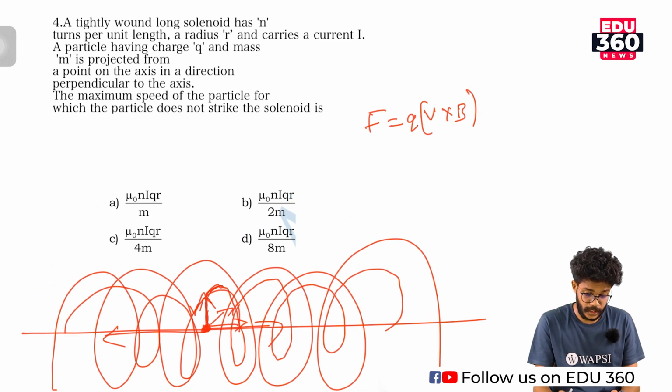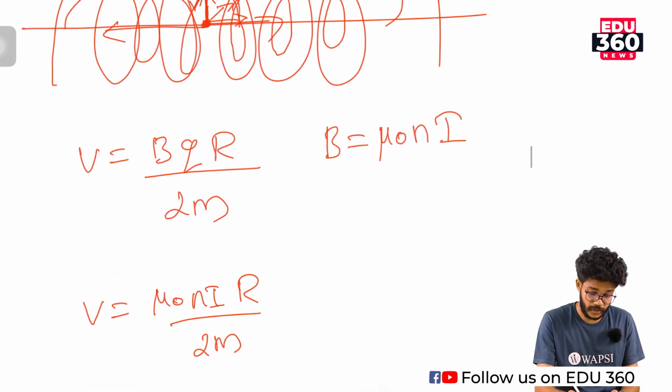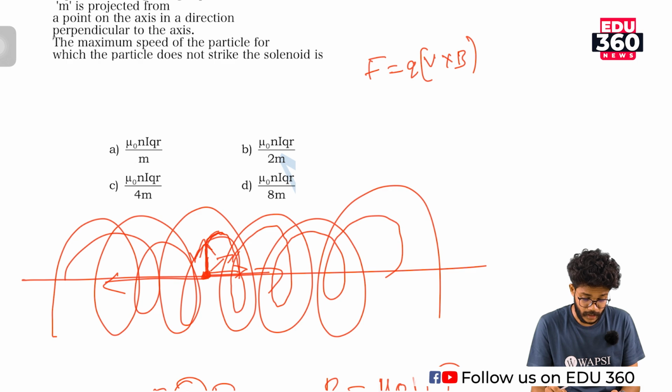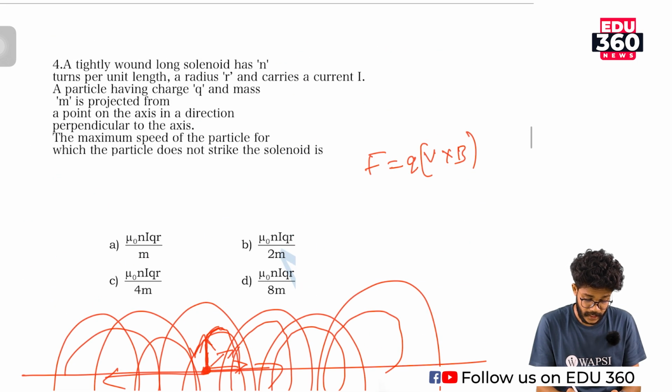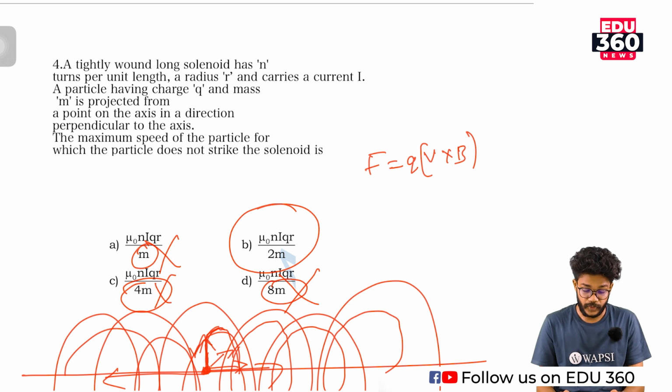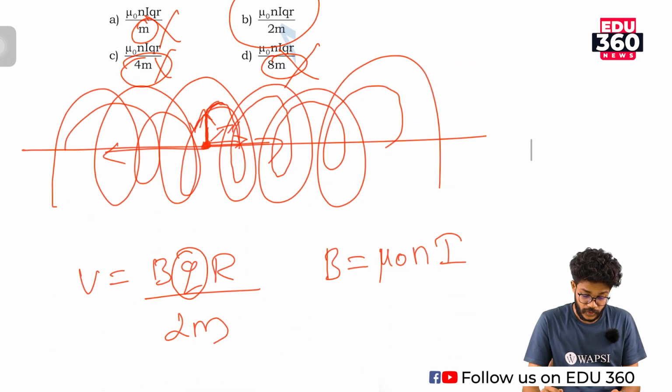Sorry, charge. We forgot to write the charge. So Q is there: mu 0 n I Q R by 2m. The other options have 8m, 4m, and just m, so these are wrong. Option B is the correct answer: mu 0 n I Q R by 2m. Okay, so we can move to the next question.